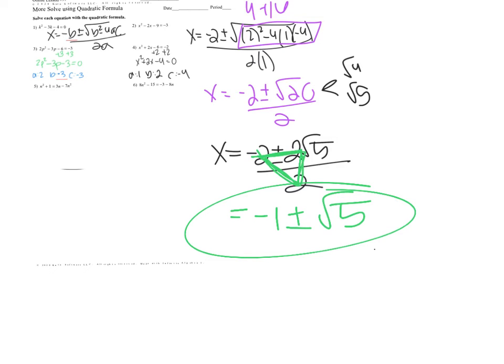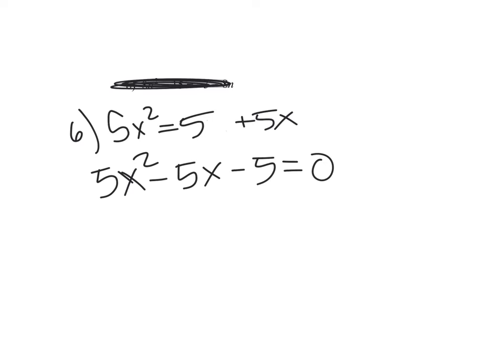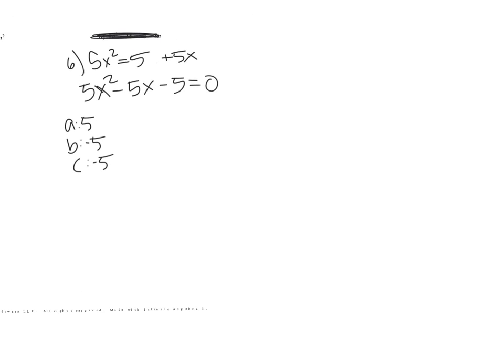Number 5 is going to be in another video. And so I'm just going to do number 6. Let me erase real fast. Okay, here's number 6. 5x squared equals 5 plus 5x. Okay, so we need to get everything on the same side. So I'm just going to subtract my 5x and my 5 over, okay? And make sure it's in standard form. The x squared, then the x, then the c value, okay? So a is going to be 5, b is going to be negative 5, and c is also going to be negative 5. And then we need to use the quadratic formula.